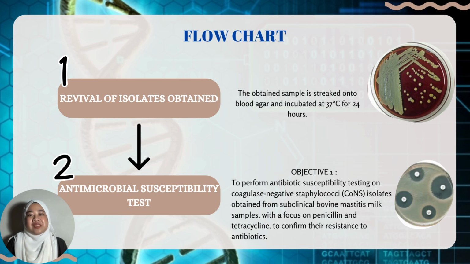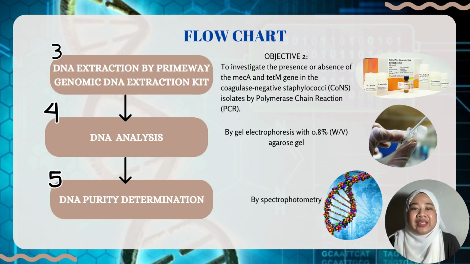The first step is to revive the isolates that have been obtained from previous students. The second step is to ensure that the isolates that have been revived have resistance toward different types of antibiotic, that is penicillin and also tetracycline. The next step corresponds with objective 2, looking at whether there are MAC-A and TET-M genes in the isolates, which is to do PCR tests.